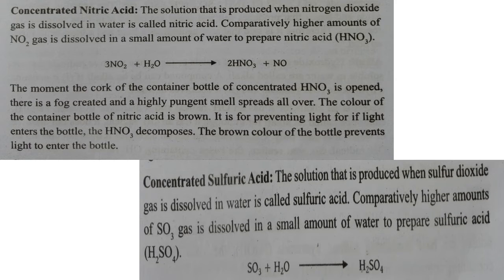Concentrated sulfuric acid. The solution that is produced when sulfur trioxide gas is dissolved in water is called sulfuric acid. Comparatively higher amounts of sulfur trioxide gas is dissolved in a small amount of water to prepare sulfuric acid.